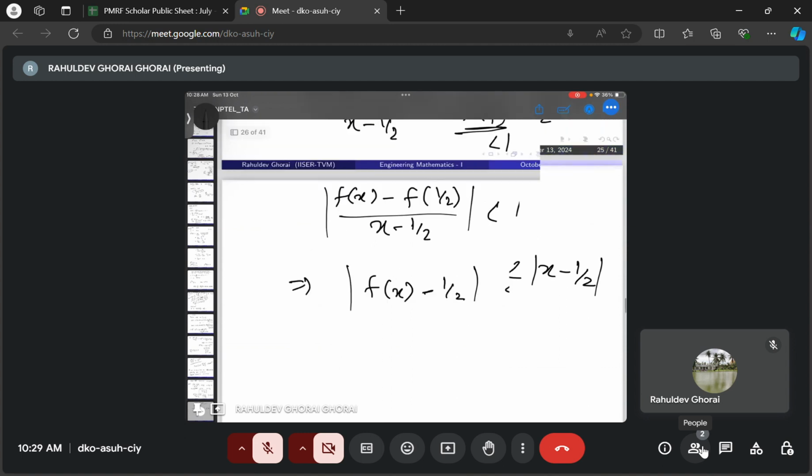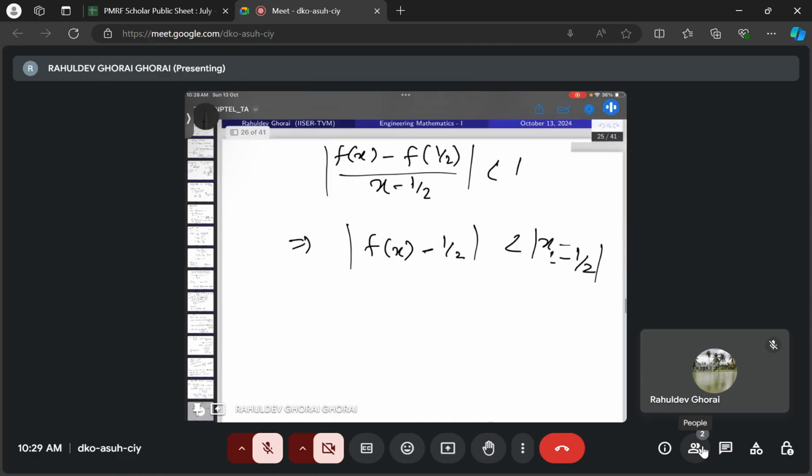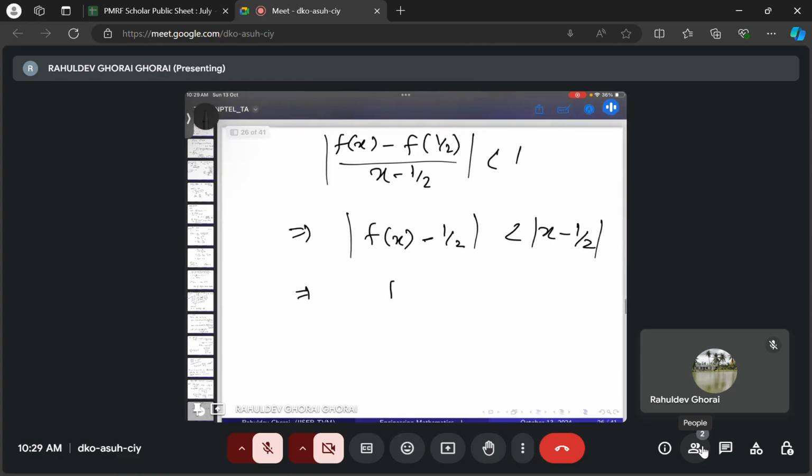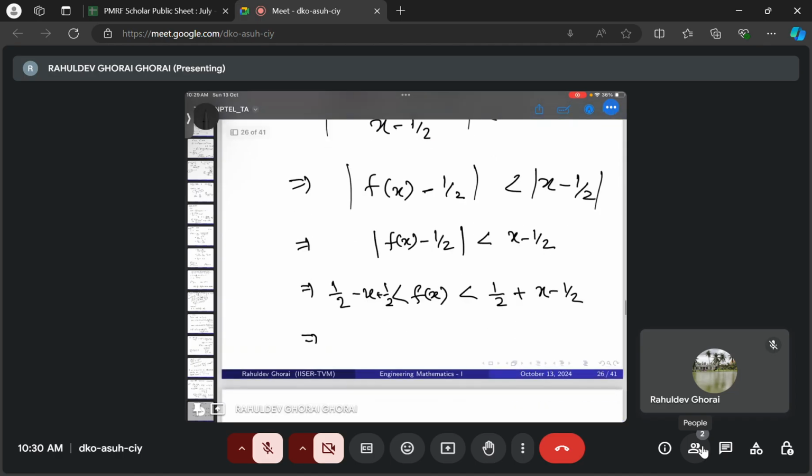Now you know x is strictly greater than half. So that implies f(x) minus half will be less than x minus half. That implies f(x) will be less than half plus x minus half, and greater than half minus x plus half. That implies 1 minus x will be less than f(x) less than x.